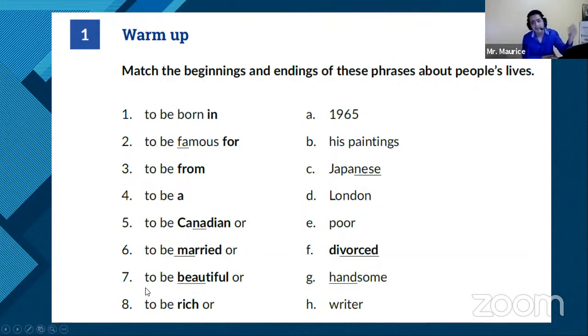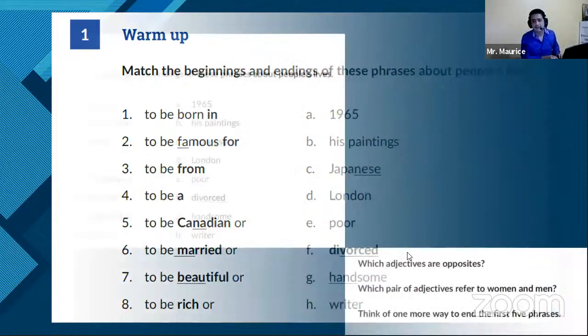Married or divorced, beautiful or handsome, and rich and poor. That's it. With the verb to be in past only. Okay? Like the example, like Elvis Presley was born in, you figured it out. Albert Einstein was a teacher. Well, Albert Einstein was a writer. Interesting.